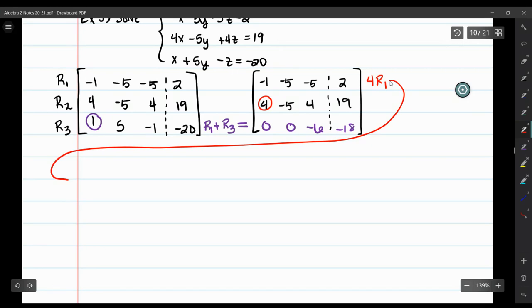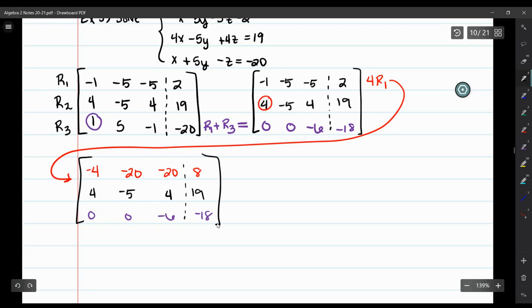So let's go all the way back down here. When you multiply by a 4, 4 times negative 1 makes negative 4, 4 times negative 5 makes negative 20, 4 times negative 5 makes negative 20, and 4 times 2 makes 8. And the other 2 equations are not changing. 4, negative 5, 4, 19, and then we still have 0, 0, negative 6, negative 18. Here's our little equal sign in our matrix.